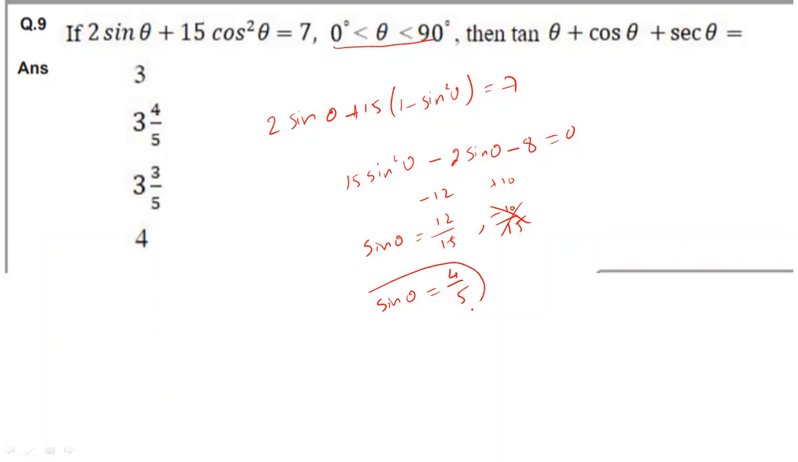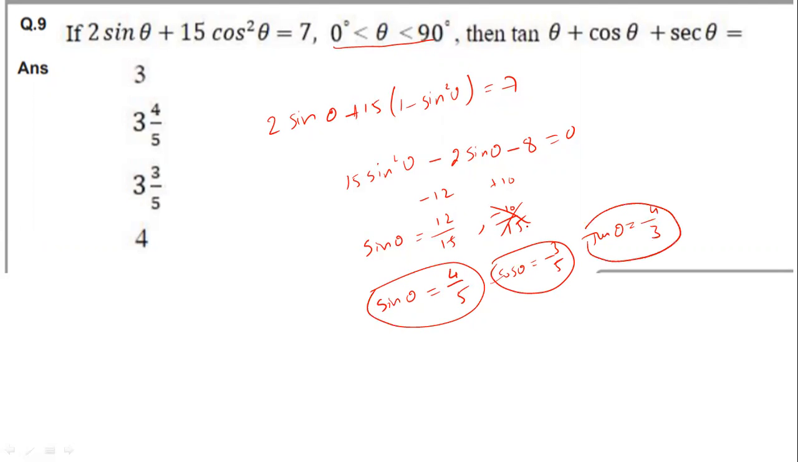If sin theta is 4 by 5, automatically cos theta is equal to 3 by 5, and tan theta should be equal to 4 by 3. So it's asking tan theta 4 by 3 plus cos theta 3 by 5 plus secant theta 5 by 3. Take the LCM 15: 20 plus 9 plus 25. So what is coming here? 54 by 15, which can be written as 18 by 5. 18 by 5 here you have.